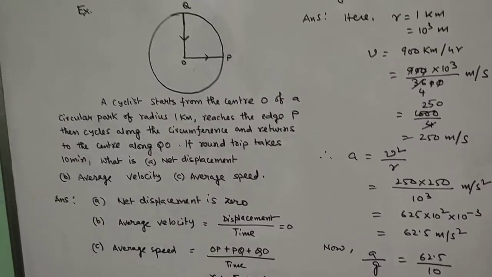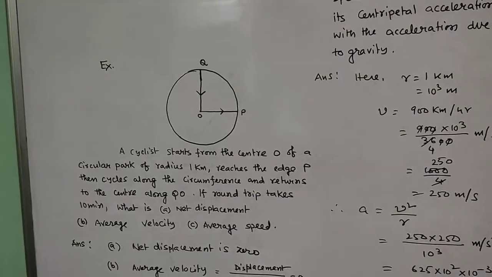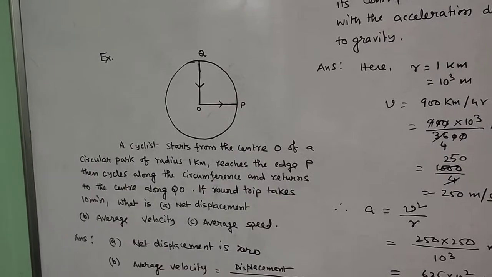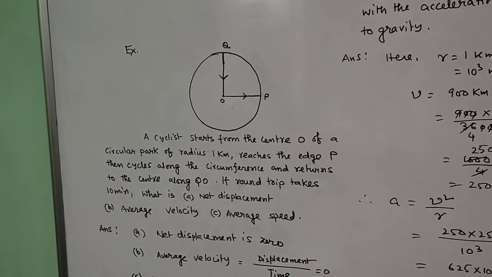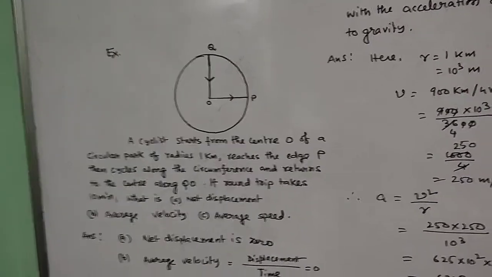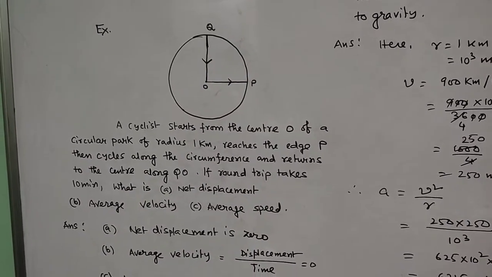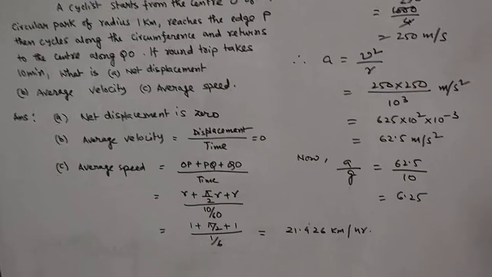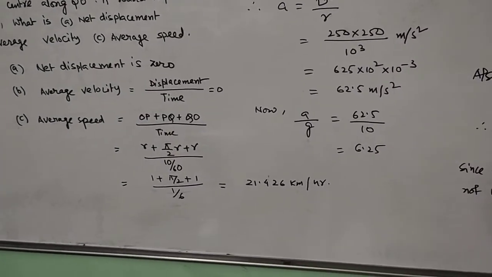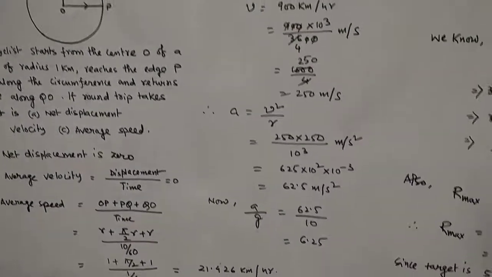So I think you have understood. The journey starts from O, reaches P, then moves along the circumference PQ and moves to O by covering QO. So net displacement is 0, average velocity is also 0. So only the average speed remains, that is 21.426 km per hour.